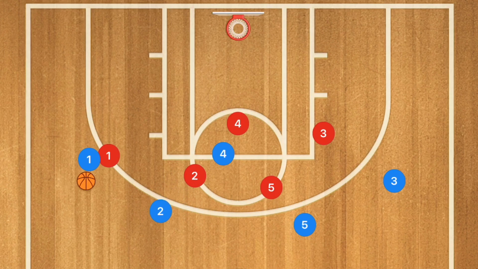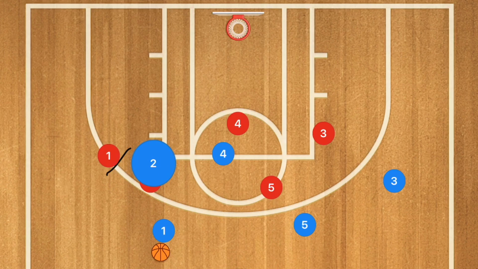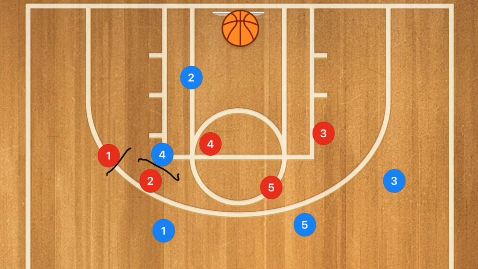And we're going to be having player 2. Now he's going to go and set a screen for player 1. Player 1 is going to use that screen. Player 2 is then going to roll towards the basket while having player 4 set a screen for him at the same time. Player 1 could pass him the ball for that layup.